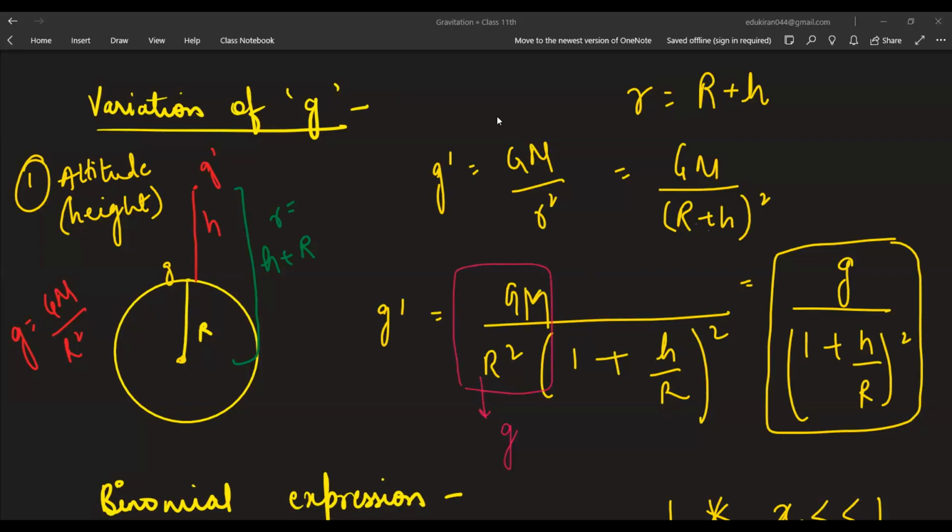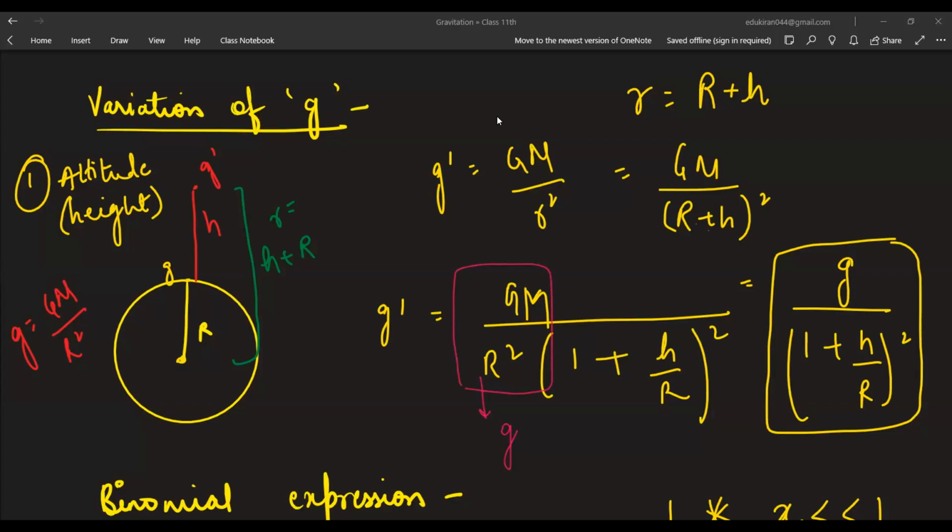Ma'am, if point answers are there also? Point difference? Yes, ma'am. See, if a 0 point something difference is there, then also, yeah, it is very small, correct? But this is not this much small.